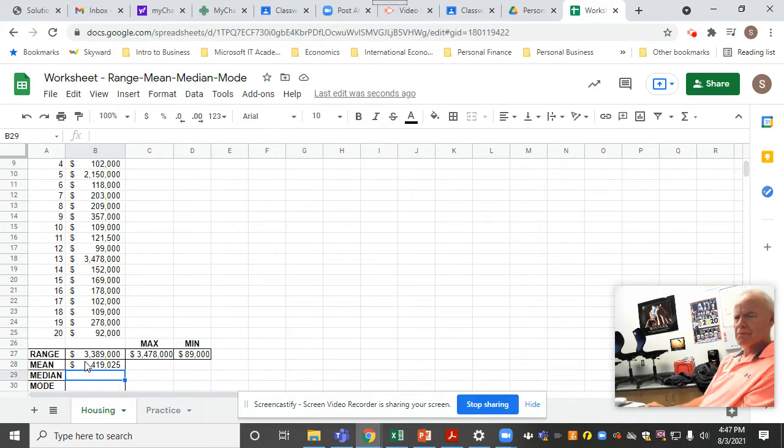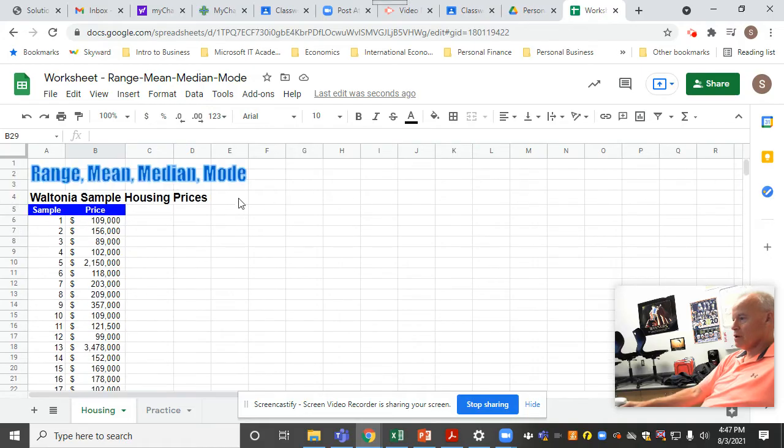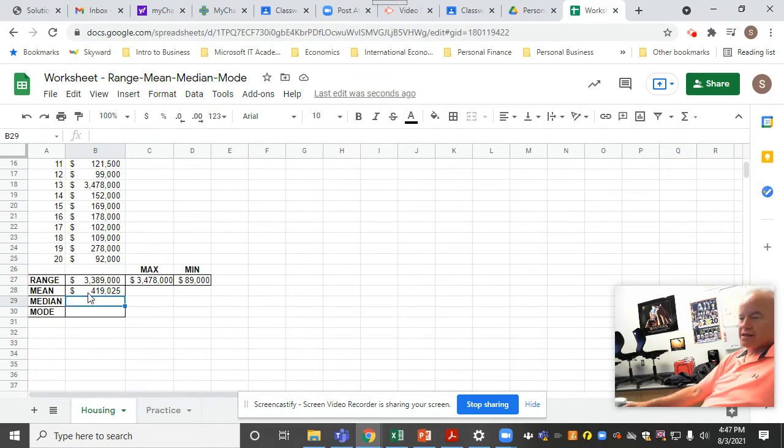Now, median, what's that? That's the midpoint. I've got 20 values. The median is my midpoint, of which half the values are less than that, half the values are greater than that. Now, I've got some outliers here. Outliers meaning big numbers that are way out there. $3.4 million home and a $2.1 million home. And I got some other ones that are not so expensive. So my average may be 419,000, but my median or midpoint, given that I got some homes that are really expensive, it's probably going to be way, way less than that. The midpoint of which half the numbers are less, half the numbers are more.